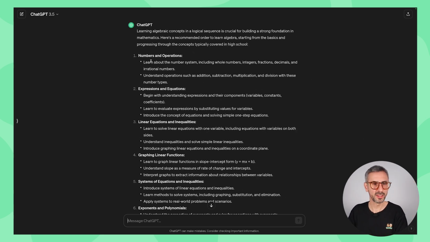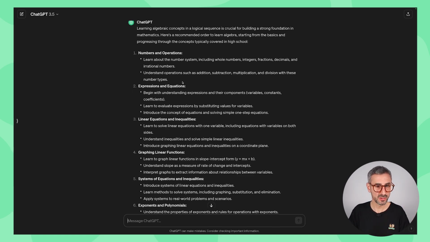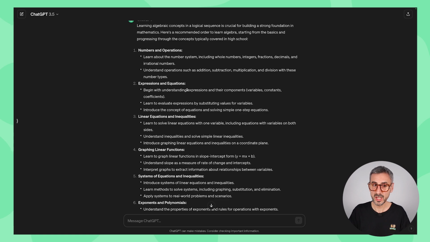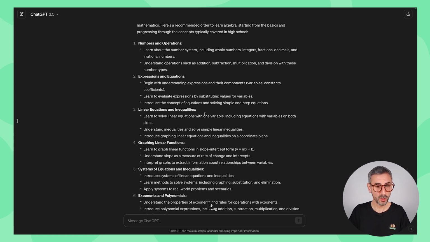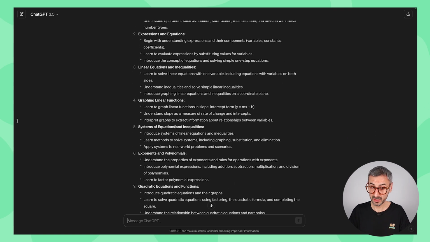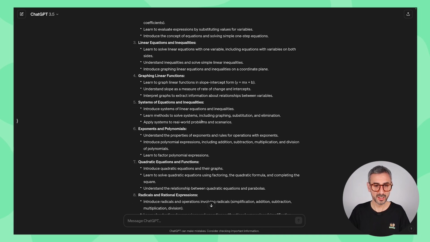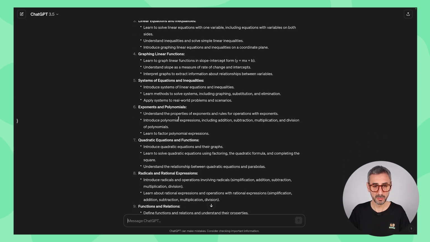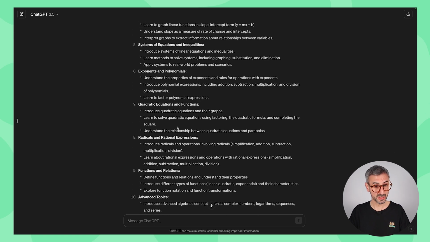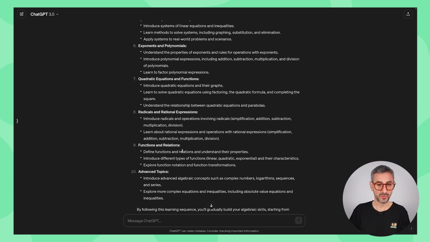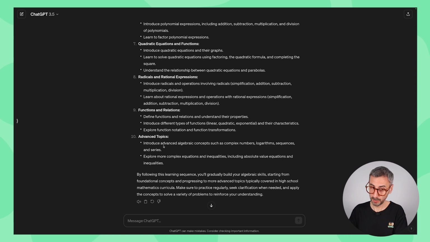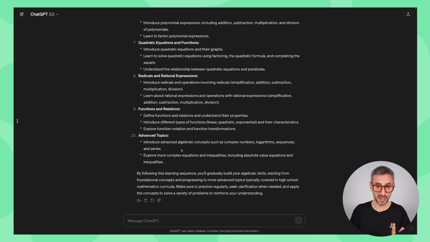So there you go. Number 1, numbers and operations. Learn about the number system, including whole numbers, integers, fractions, decimals, and irrational numbers. All right, expressions and equations, linear equations and inequalities, graphing linear functions, systems of equations and inequalities, exponents and polynomials, quadratic equations and functions, radicals and rational expressions, functions and relations, and advanced topics. Okay, so here is a detailed plan that scares the hell out of me, but yeah, I do remember some vague memories of learning these things at school.